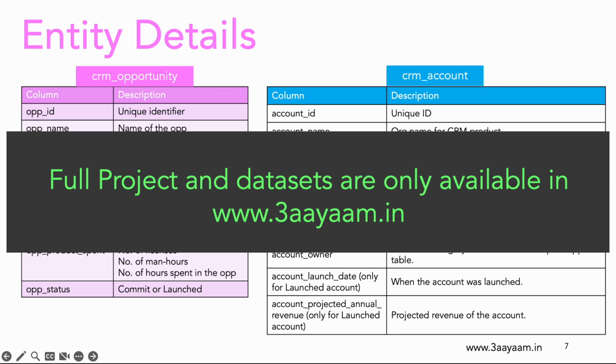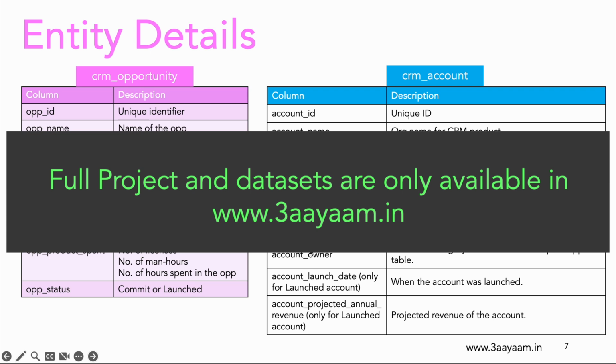Again, you can get the information of the column names and their corresponding descriptions. The CRM account table has different types of columns. There's account POC start date, which is only available for committed accounts. Then there is account launch date, which is only available for launched accounts. Then there is account projected annual revenue, which is also only available for launched accounts.